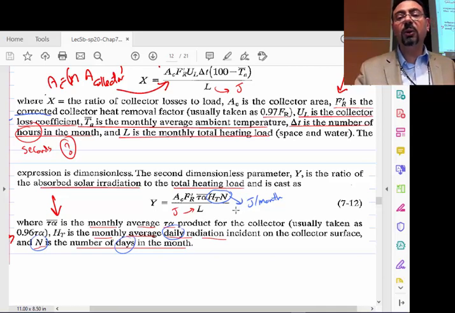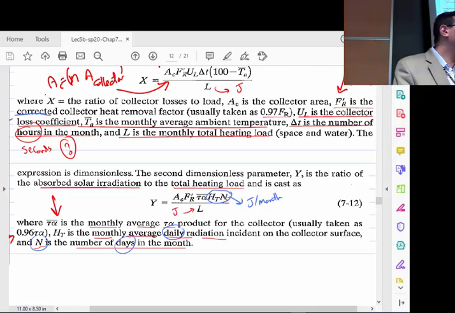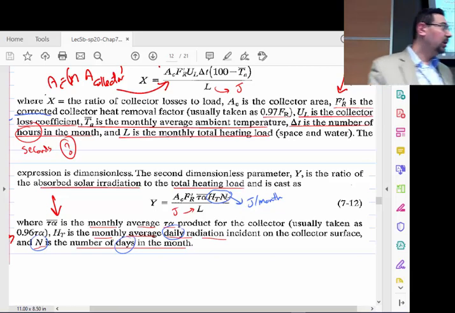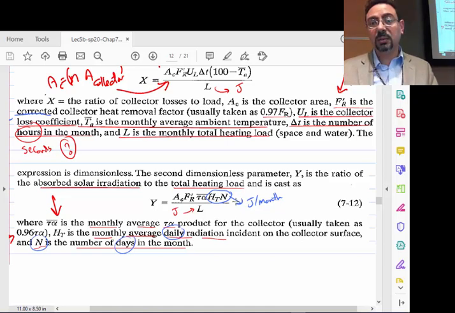Whatever you do, this is just a ratio. So if the load is in megajoule, the top one also needs to be in megajoule. Don't do it in kilowatt hour or any other weird unit. Right? So whatever the unit of the L, HTN should also be the same. Okay? You got it?